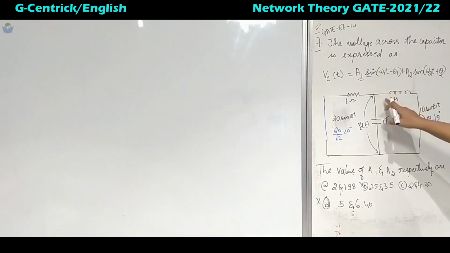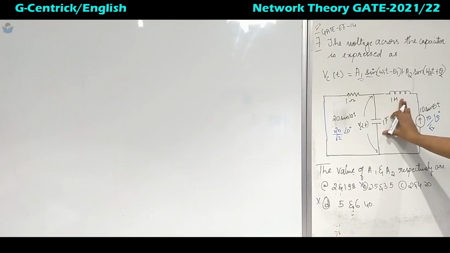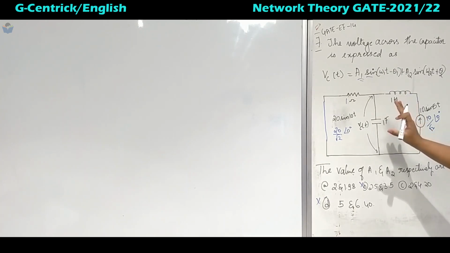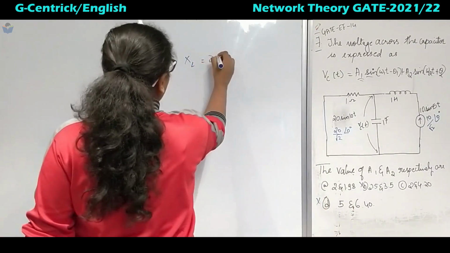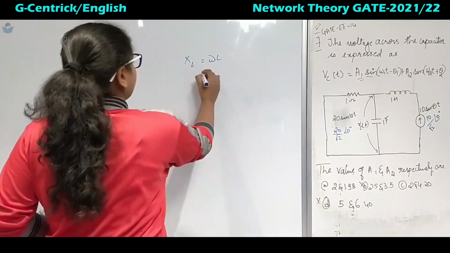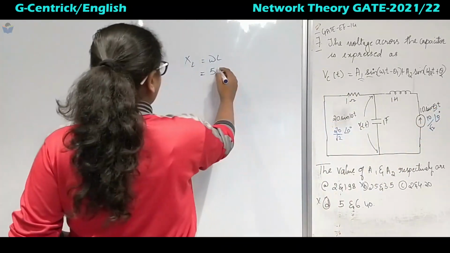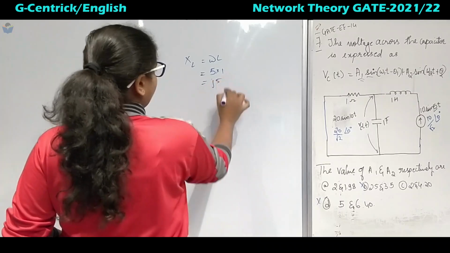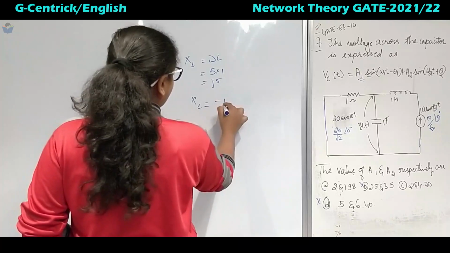Now there will be some amount of current flowing here, right? So here also there will be some amount of current flowing. Now we have to take the ohmic values of the inductor as well as the capacitor. XL is nothing but omega L, and omega is 5, we have to take this frequency, and this is into 1. So this is j5. Now we have Xc also, it will also change.